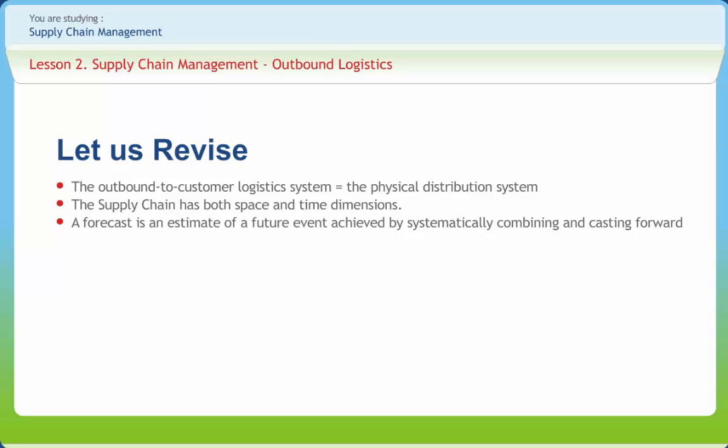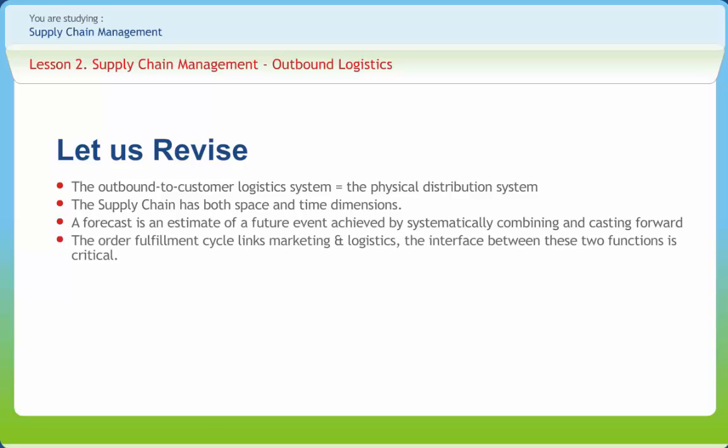A forecast is an estimate of a future event achieved by systematically combining and casting forward in a predetermined way data about the past. Forecasting can be characterized based on how far into the future it focuses. Demand planning becomes necessary for medium-term forecasts. Short-term forecasts are used for planning inventory control, order sizing, or transport scheduling, etc.